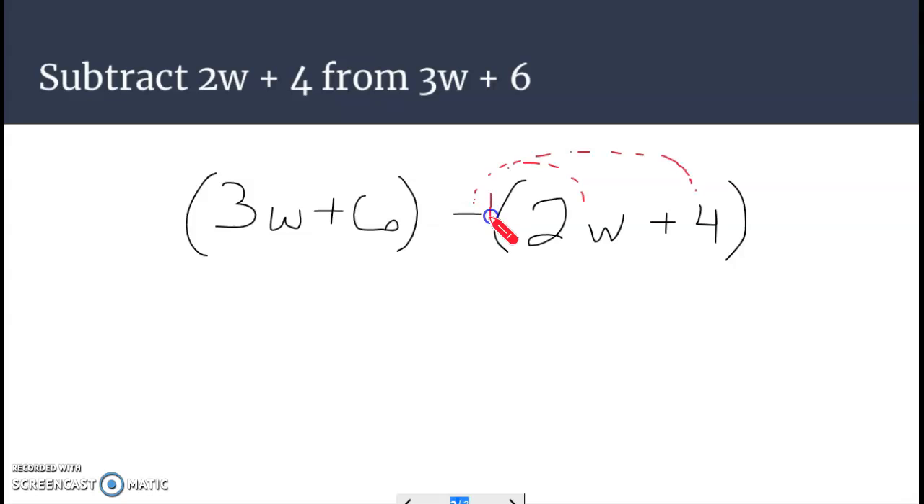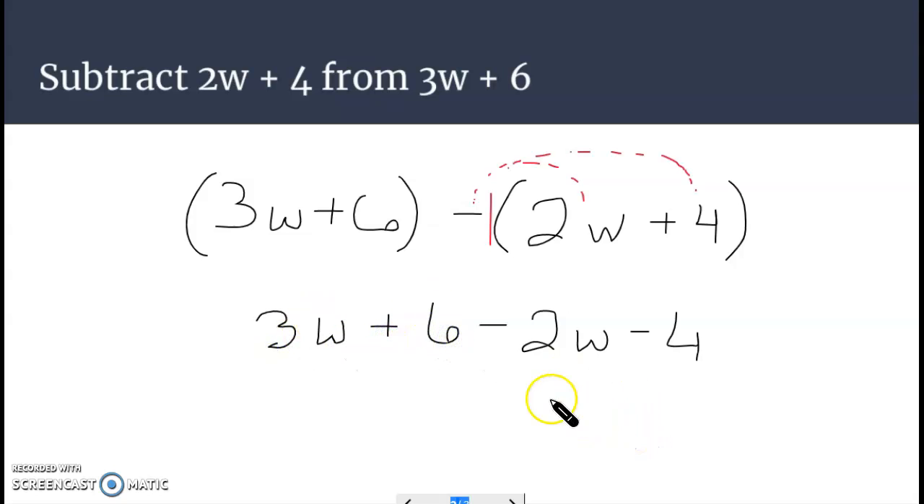Now if you want, you can think of it as a negative 1, and you're taking negative 1 times each of those terms. Negative 1 times 2w is negative 2w. Negative 1 times 4 is negative 4. Then we'll write the first term without parentheses. Alright, and then it's back to the previous problem, just combining like terms.